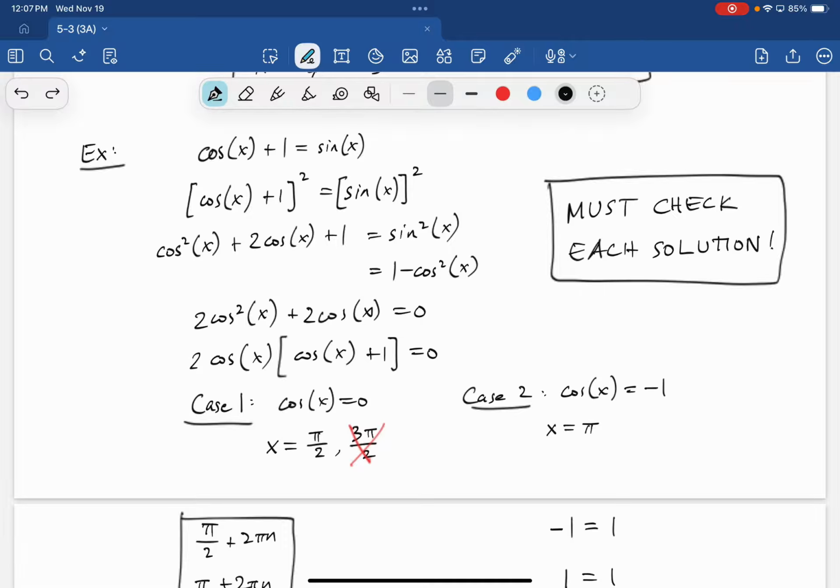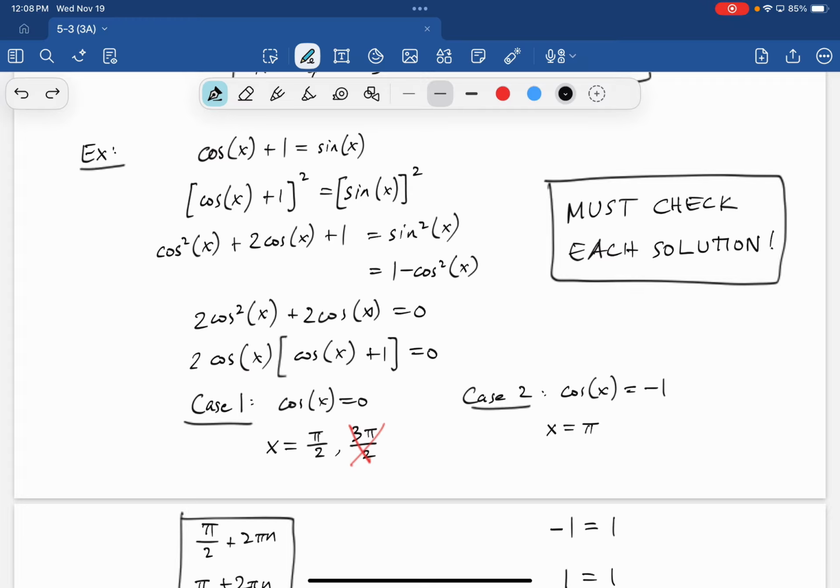Would you have to square it again to simplify it after that? I don't know what you mean. How do you square it again? Simplify it after you plug it in? You plug in x equals pi over 2 for cosine, and you plug in x equals pi over 2 for here and see if they match. You do that for all three solutions.